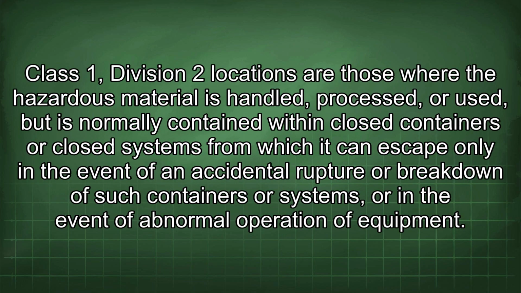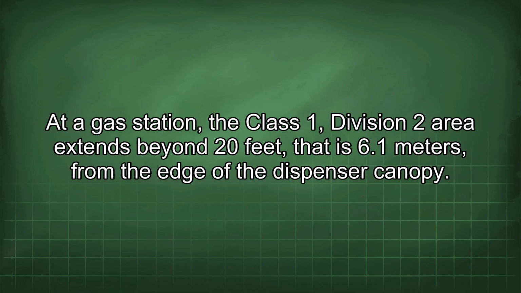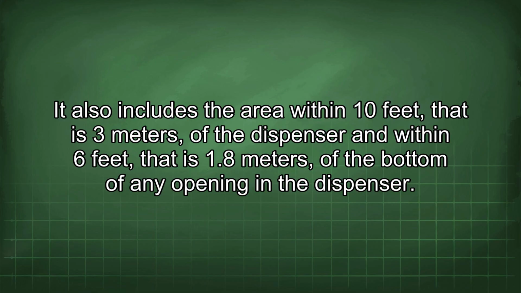Class 1, Division 2 locations are those where the hazardous material is handled, processed, or used, but is normally contained within closed containers or closed systems from which it can escape only in the event of an accidental rupture or breakdown of such containers or systems, or in the event of abnormal operation of equipment. At a gas station, the Class 1, Division 2 area extends beyond 20 feet, that is 6.1 meters, from the edge of the dispenser canopy. It also includes the area within 10 feet, that is 3 meters, of the dispenser and within 6 feet, that is 1.8 meters, of the bottom of any opening in the dispenser.